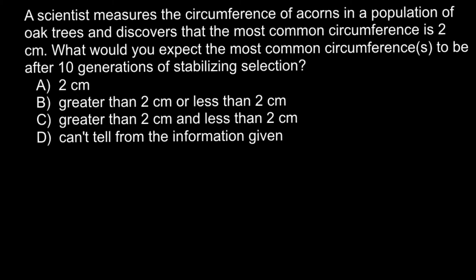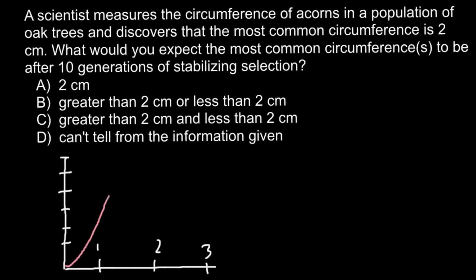So here's my explanation. Imagine that we have 2 axes. Here would be the quantity of the acorns, and here would be centimeters. So for example, this would be 1 centimeter, here would be 2, and here would be 3. If we count, for example, 1000 acorns, what wave are we going to get? This probably would look something like this.